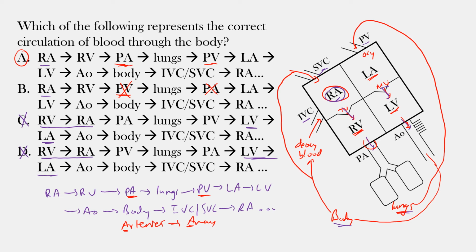So again, the correct flow is from our right atrium to our right ventricle, to our pulmonary artery, going to the lungs, back through our pulmonary veins, through the left atrium, the left ventricle, aorta, out to the body. The oxygen gets taken up by the muscles, and then the IVC and SVC, the inferior and superior vena cava, bring deoxygenated blood back to the right atrium, and this circuit continues. So the correct answer here is choice A. Hopefully that makes sense.